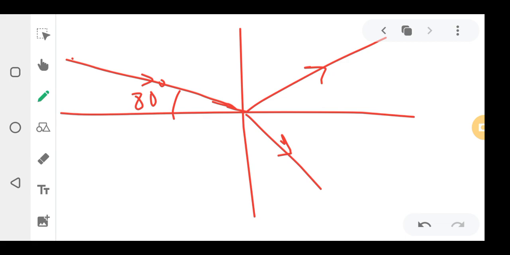Yes, they can give you 80 there. And then they can give you the angle from here to here. They tell you the angle from here to here, maybe 130, for example. That's the angle they've given you from there to there. And then they ask you to calculate the refractive index. How can you do it?